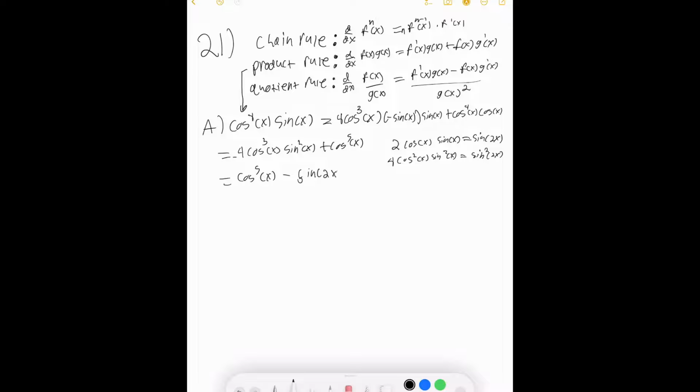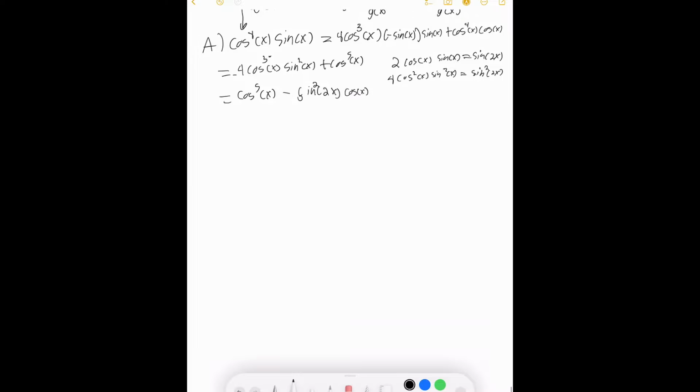So that's about it for this one. This is just a product rule question, right? f of x times g of x goes to f prime of x g of x plus f of x g prime of x. Now this second question is going to be a quotient rule question, I believe.